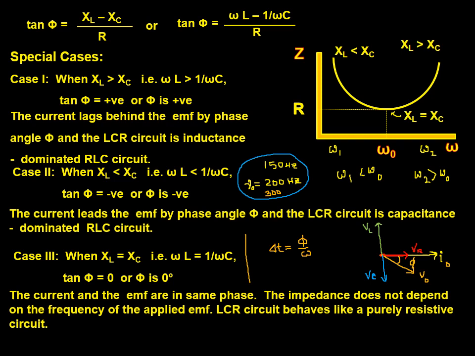The most important one is XL equal to XC at omega equal to omega naught, and in that case the current and the EMF are in the same phase, and the entire circuit acts as a purely resistive circuit, and here the current and voltage are in the same phase.